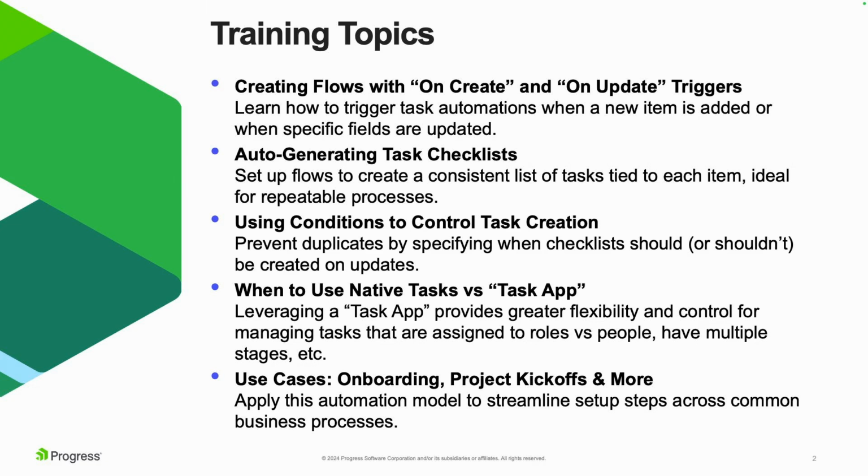So, what we're going to do today is talk through different possibilities for automating tasks inside of Podio and Podio Workflow Automation. We'll talk about how to leverage different flow triggers like on create or on update to trigger task automations. That'll help us determine when a new item is added, when we want certain tasks to be created. If there's certain tasks that we want to take action on once they're complete, we can leverage different triggers to make that happen. We'll talk about the concept of generating task checklists.